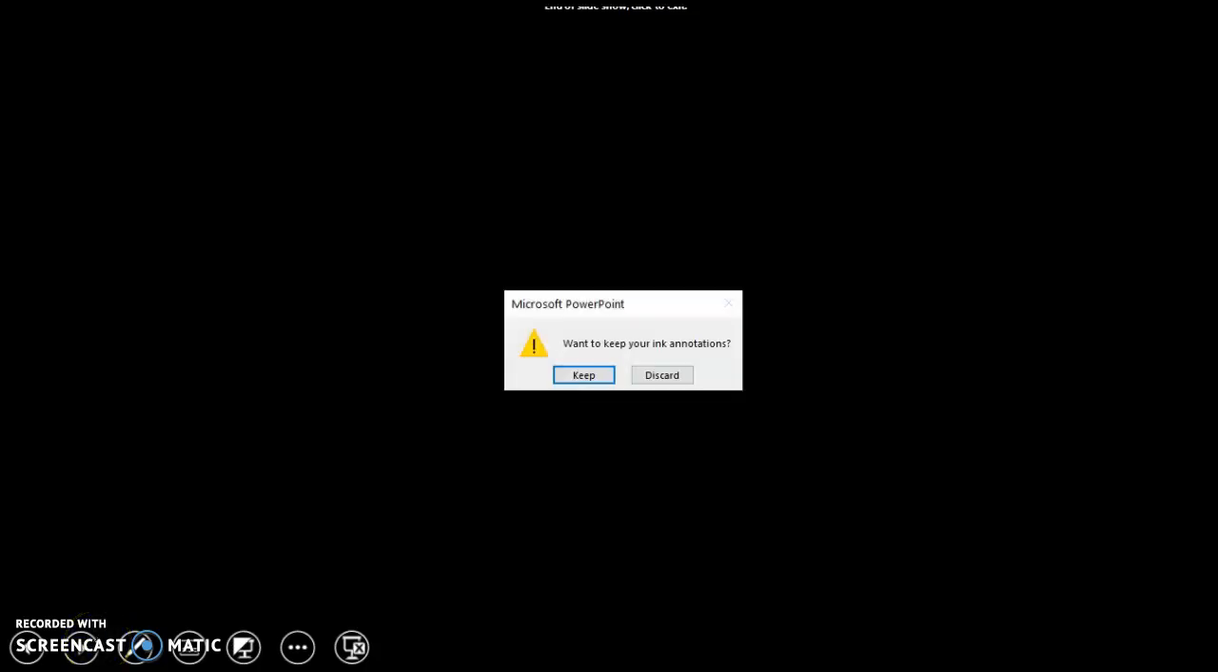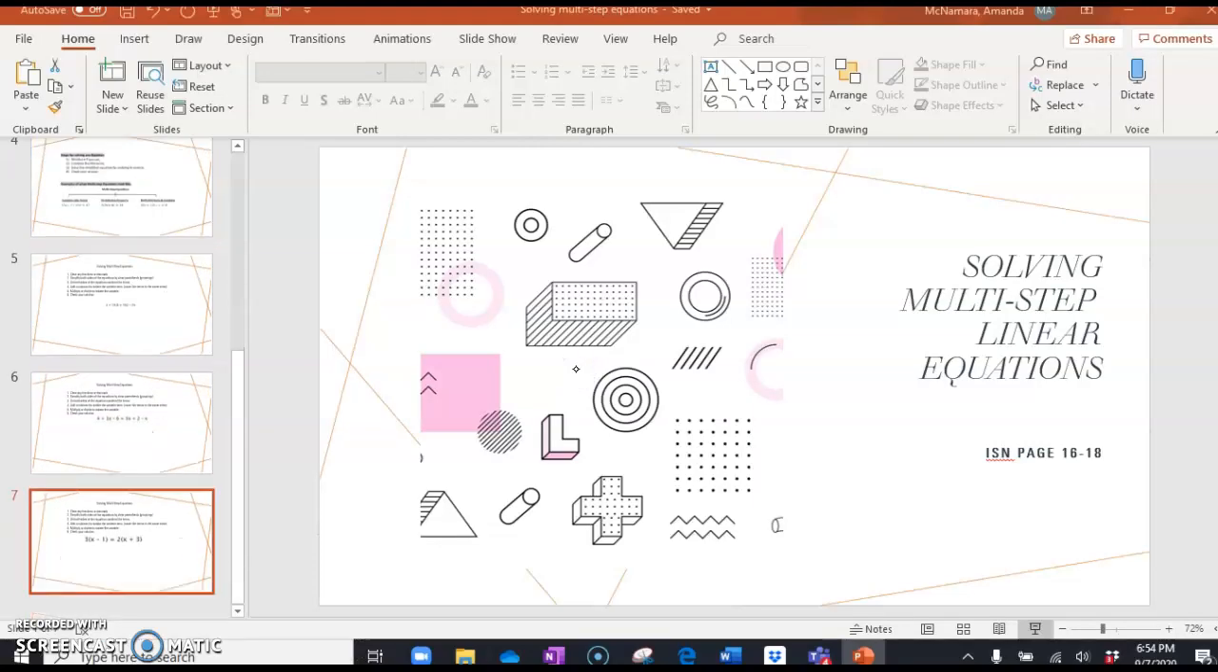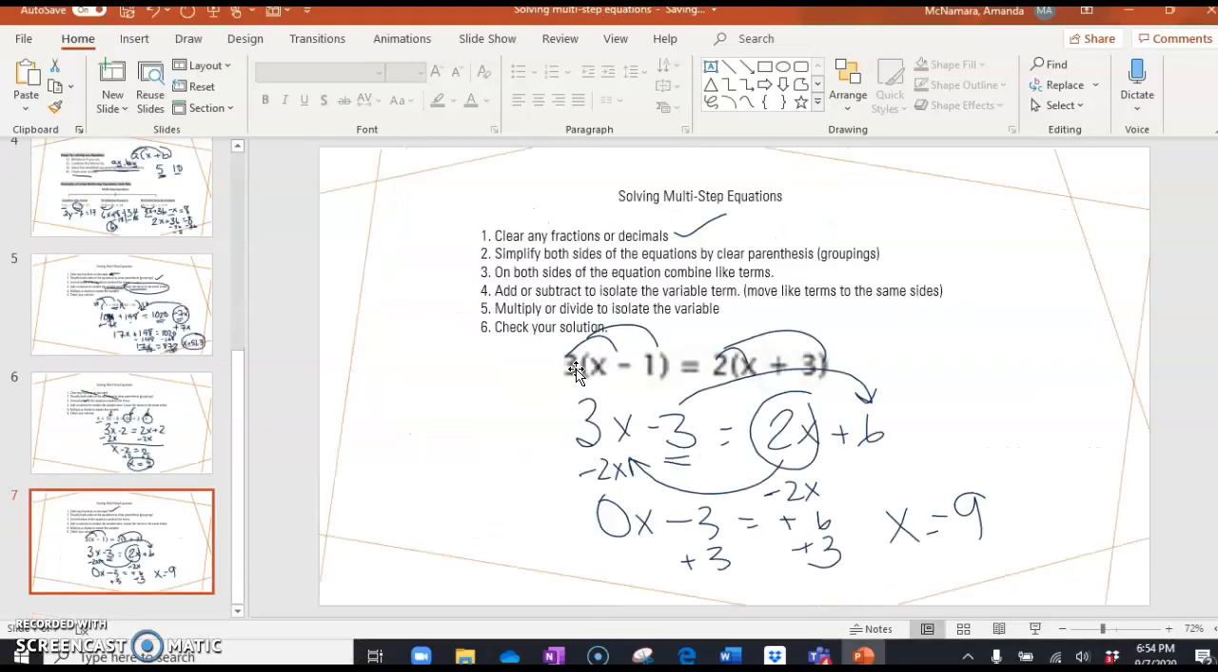All right. I guess that was it. I thought I had one more example, and I guess I didn't. So hopefully that gives you a good reminder of how to solve multi-step equations. Okay, until next time.